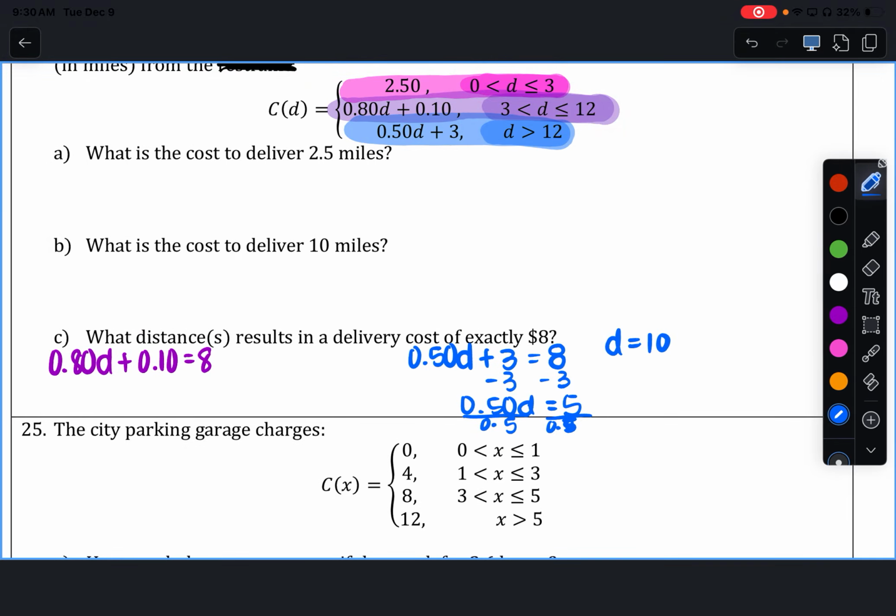Does that fit in the miles that it needs to be for that last section? No. So can it be 10 miles? No, it cannot be this one. It cannot be that. Okay, so now let's solve the one for the second equation.